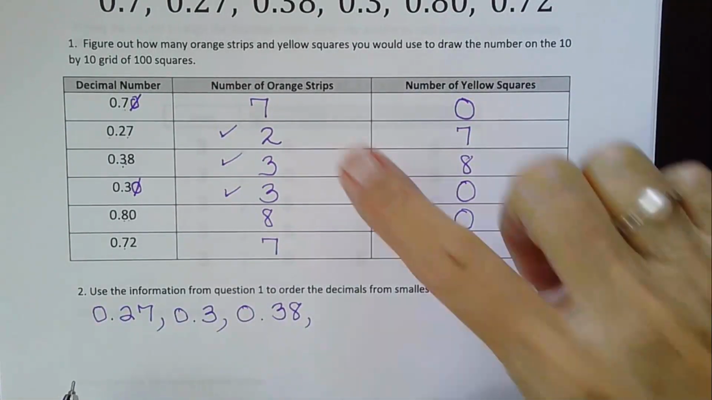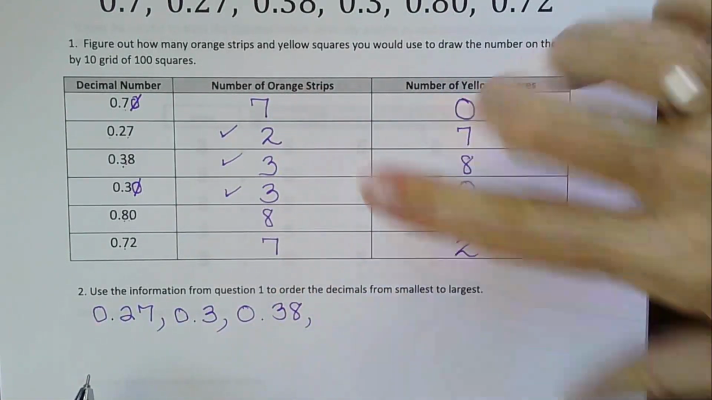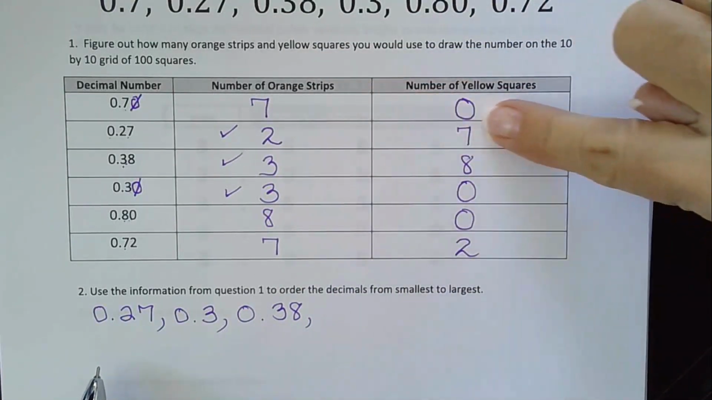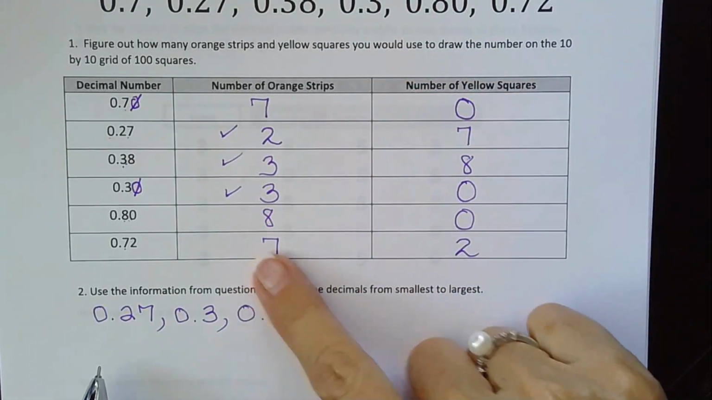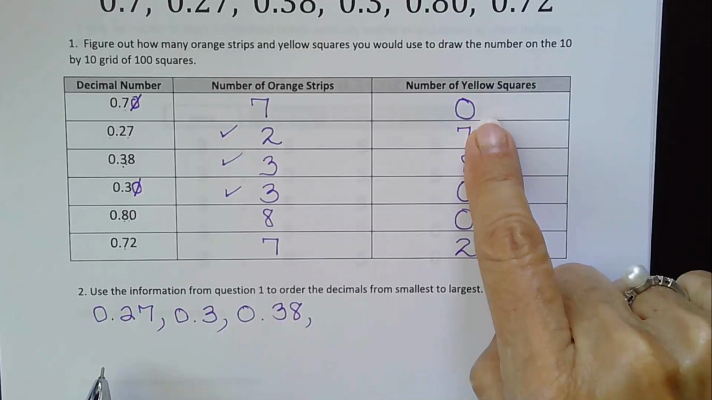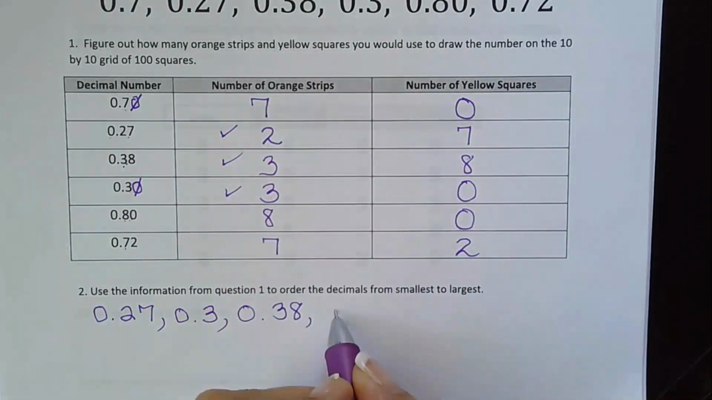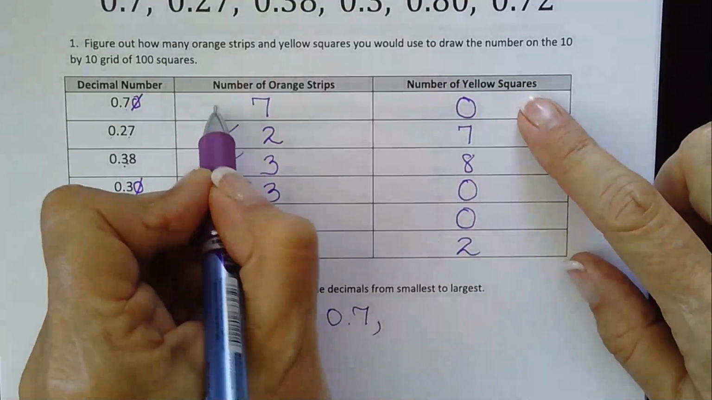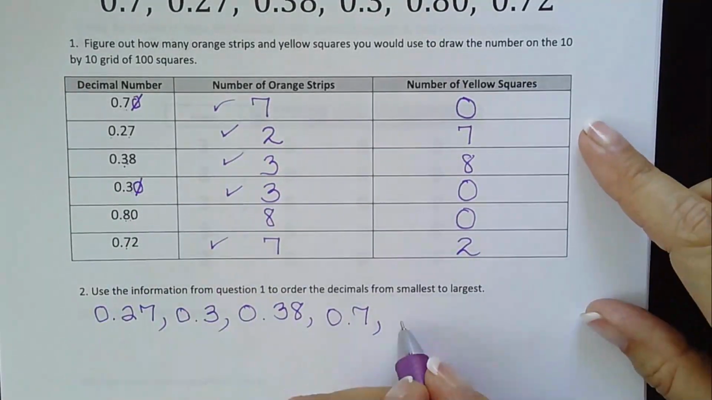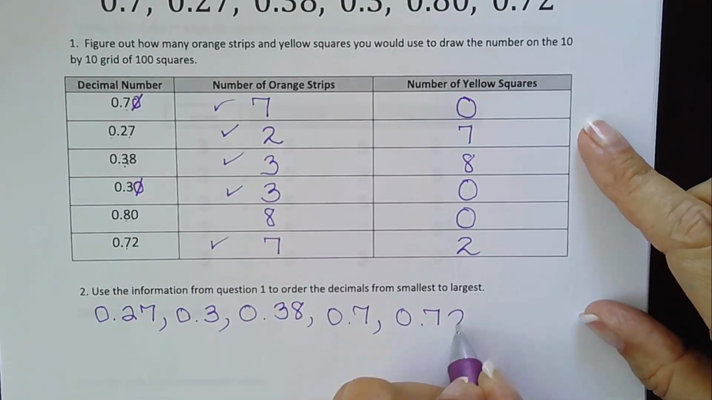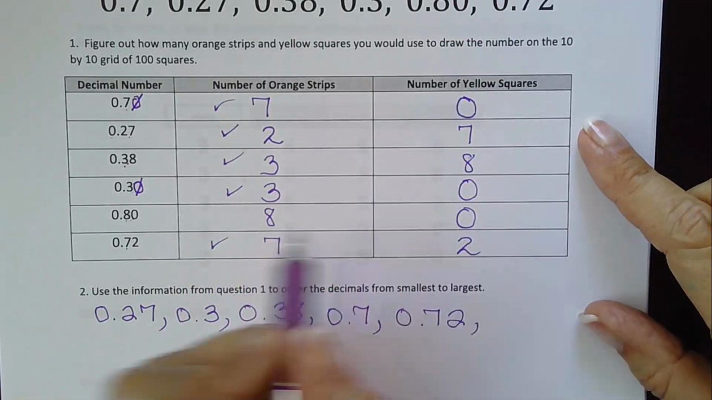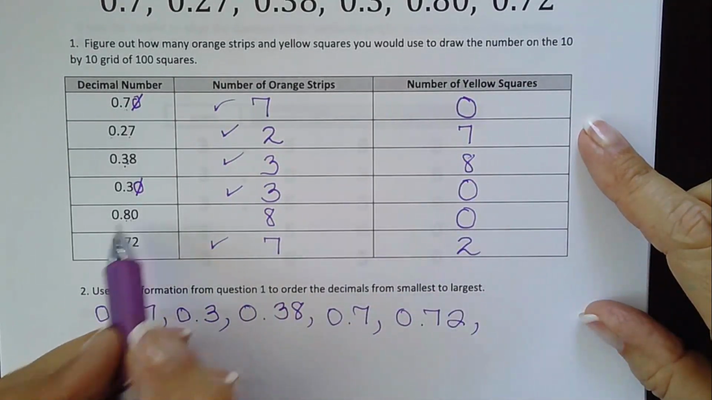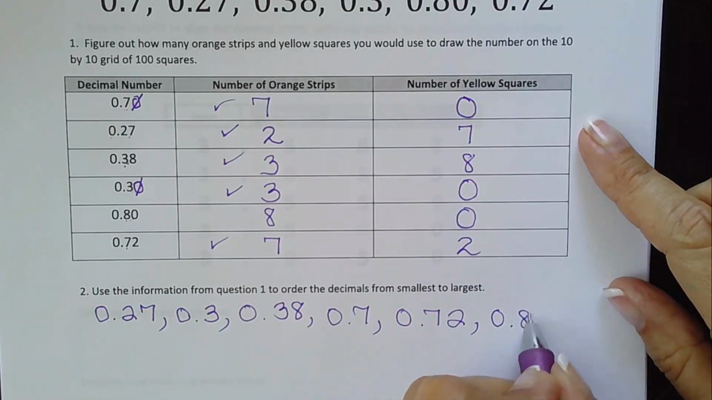And then we have 7, 7, 8. So we first have to look at the 7s. So this is 70. This is 72. 70 smaller, so we write 0.7. And then 72, so 0.72. And then last but not least, the largest is 80, so we write 0.80 as it was given.